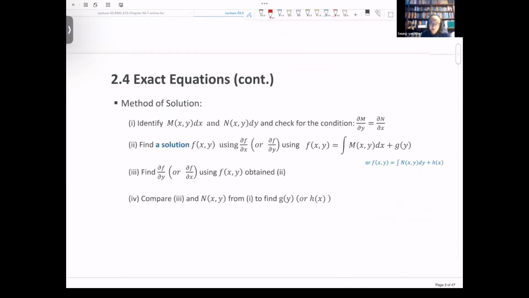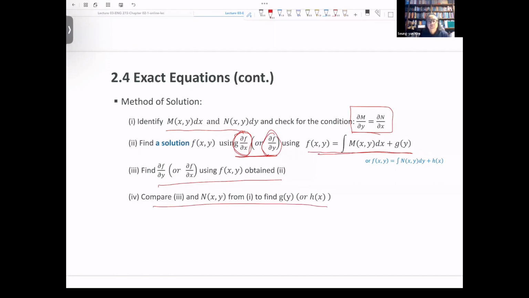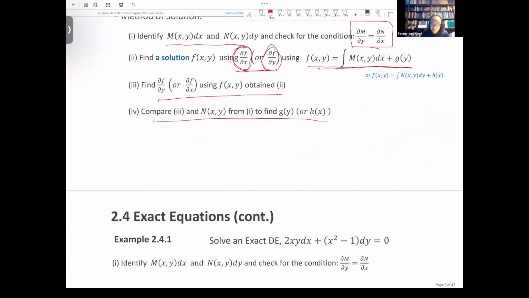For this section, we're going to follow these 4 steps. First, we need to check M and N to see whether the differential equation is exact or not. And then we're going to use x. I'm going to show you both ways, do x or do y, partial derivative of x of f or partial derivative of y, and then do this. By reading this, you probably don't know what I'm talking about. So let's go through step by step with an example.